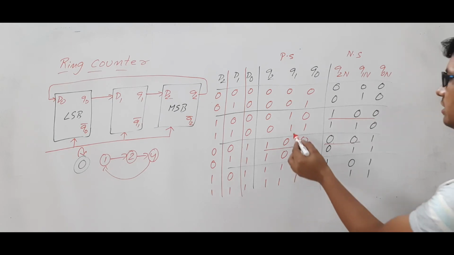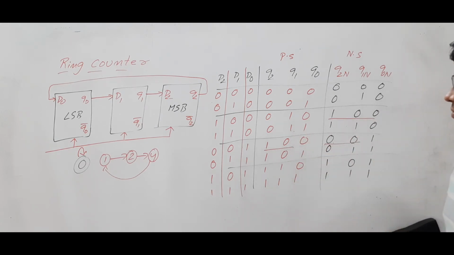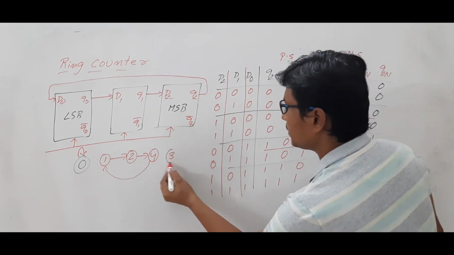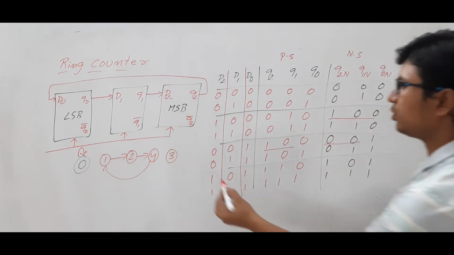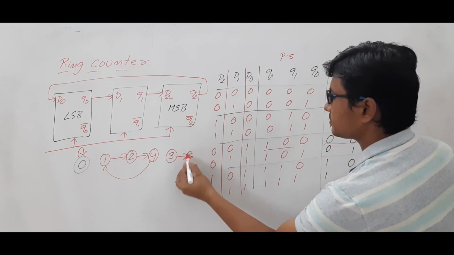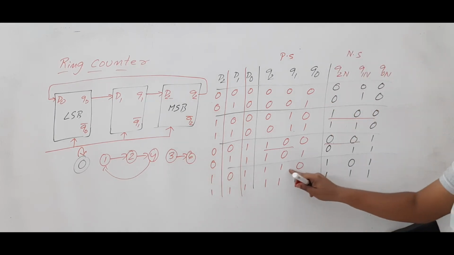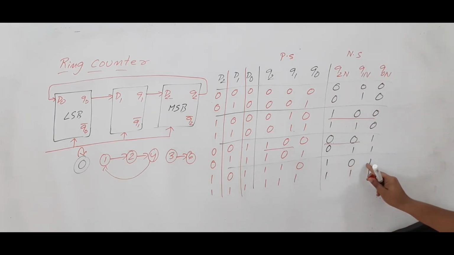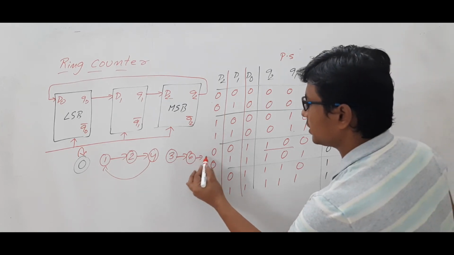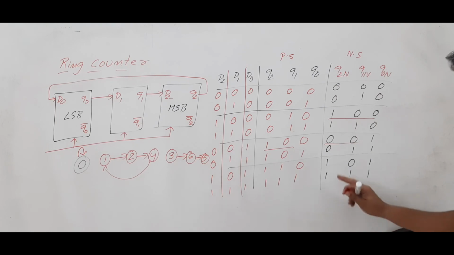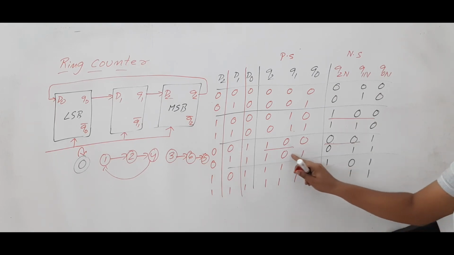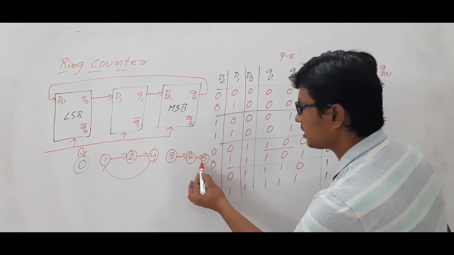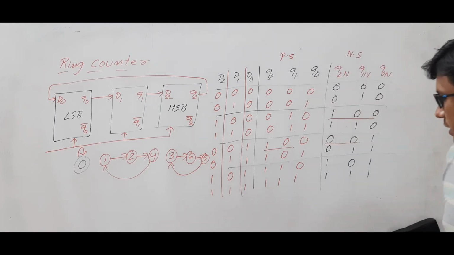Now let's see, from 3 where are you going? Because the remaining states are 3. From 3, if you look at it, I am going to 6. From 6 where are you going? This is 5. From 6 you are going to 5. From 5 where are you going? From 5 you are going to 3. Are you able to understand it or not?